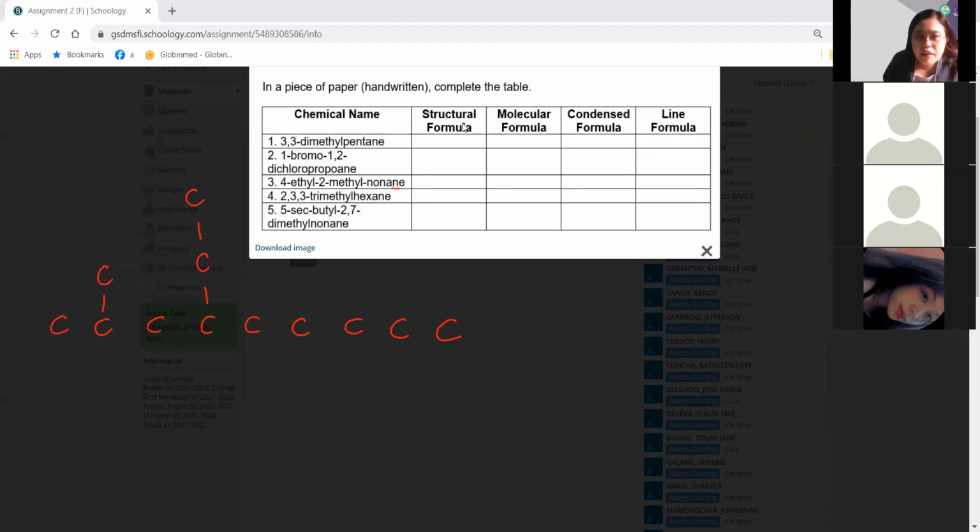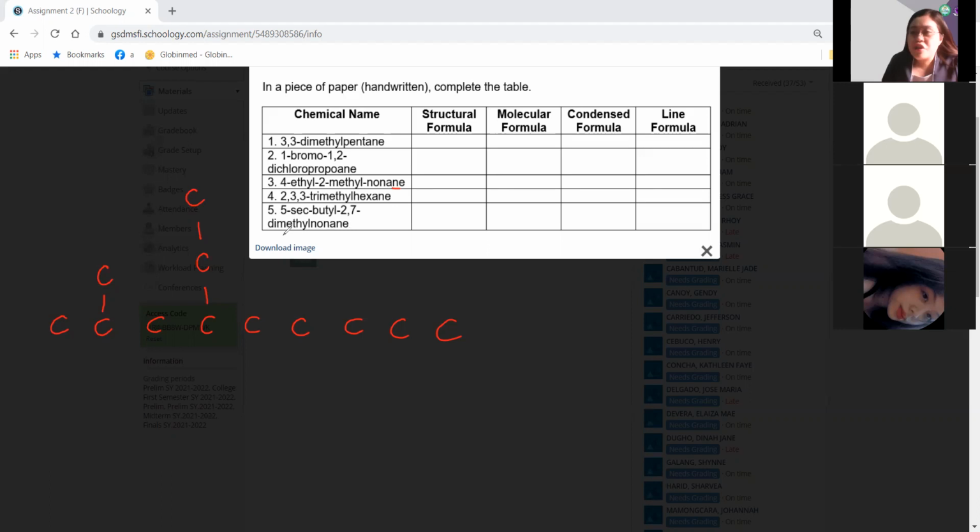Need ba dapat na same ang structure sa? Hindi naman talaga. As long as tama pa rin naman yung iyong structural formula, walang problema dyan. Okay? So sige, we are done with the parent chain.